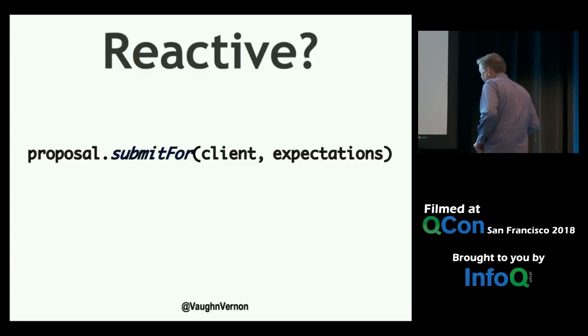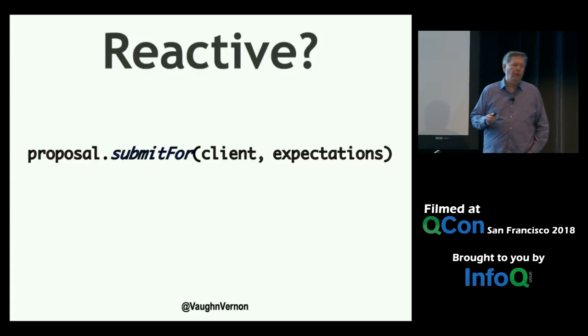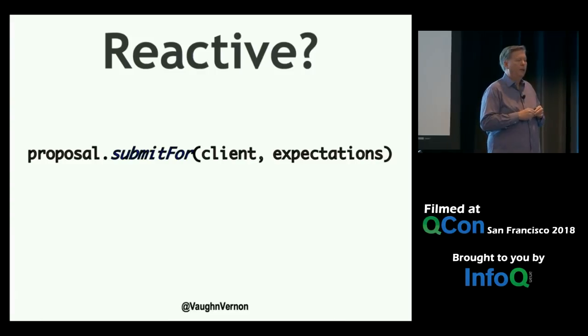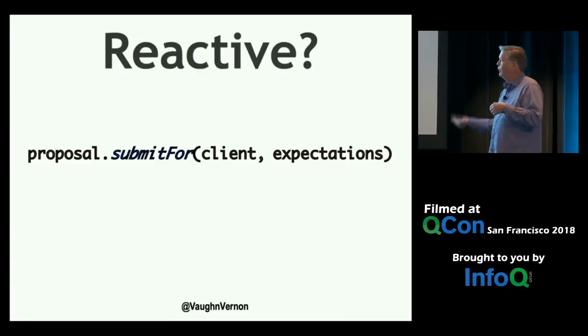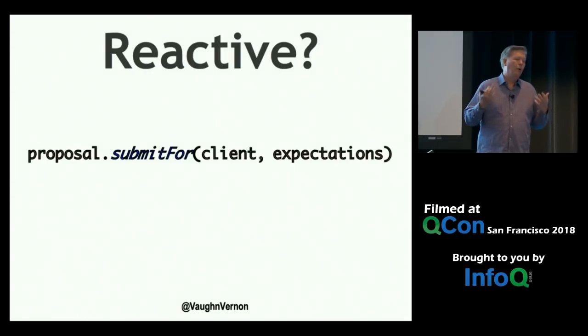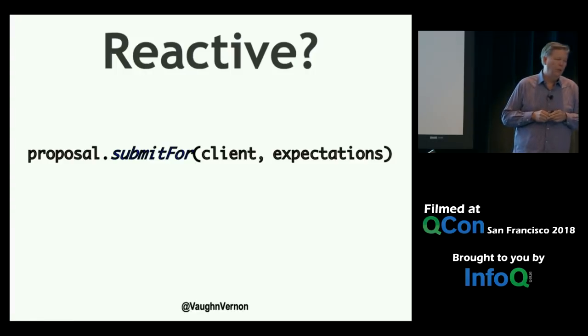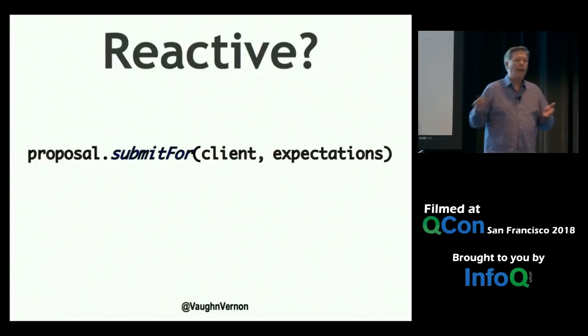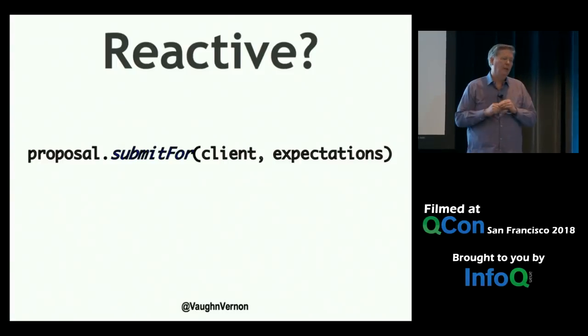Yes, it is reactive because there's this sort of invisible thing happening behind the scenes. When I, as we would say in Java normally, invoke this submit for method, it is not just an invocation on the proposal actor itself. Instead, that submit for invocation is reified into a message that is then delivered asynchronously to the proposal, which is an actor that is receiving messages asynchronously. And so this is a command kind of message. We're saying it's an imperative. We're saying do this, all right?